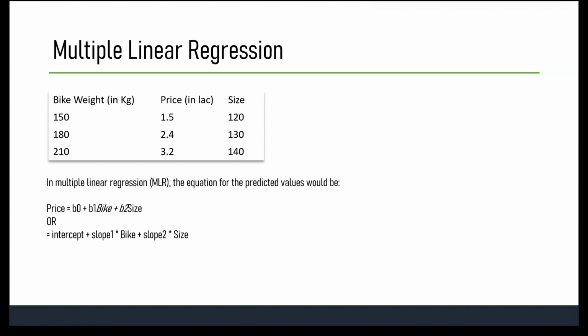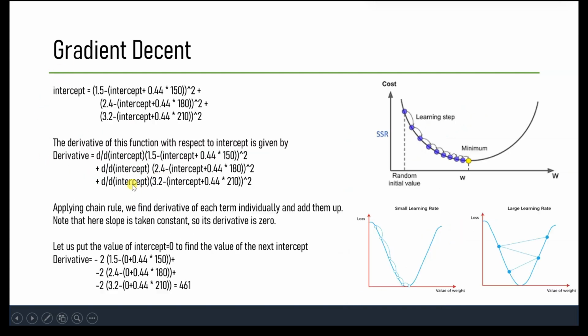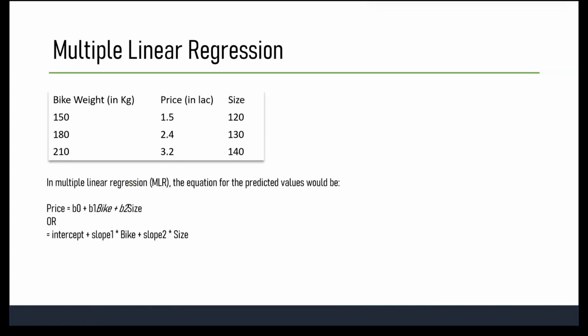This involves finding the partial derivative of the cost function with respect to each of the coefficients and setting them to 0. The resulting system of equations can then be solved to obtain the values of b1, b2. So you see, the equation we solved previously has only one change: instead of just one column, that is this one x, we will have multiple columns. You will see here intercept plus slope 1 into bike plus slope 2 into size, and whatever the number of columns we have, we will keep on increasing the features with the number of slopes.